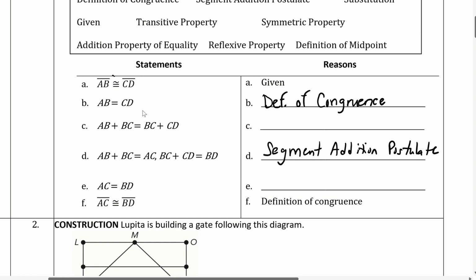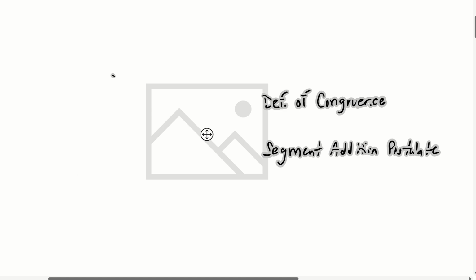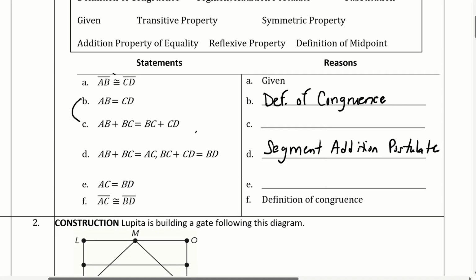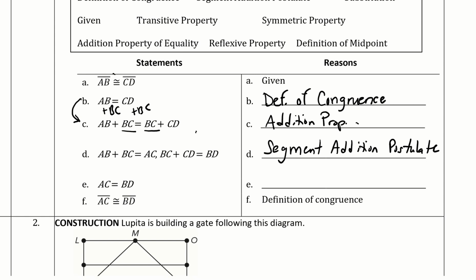Okay, now for this one, now for C. Now, how do we get from B to C? Well, the way we get from B to C is we take B and we add BC to both sides. So notice that we're doing plus BC plus BC. We're adding the same thing to both sides. When you add the same quantity or the same number to both sides, that's referred to as addition property, right? So we have addition property of equality for that one. Okay, so it takes care of that one.